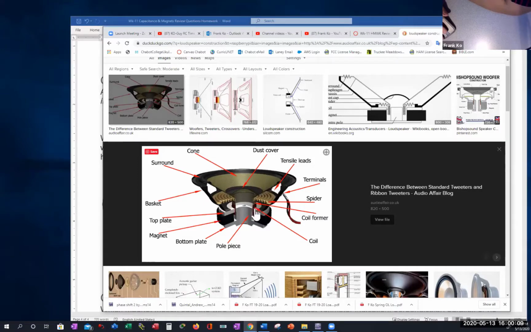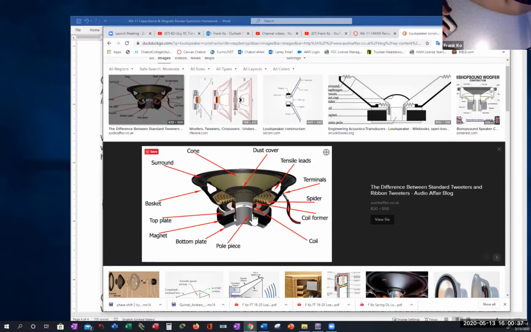That coil is able to move within a space that is formed by a magnet and a pole piece. Depending upon the signals that we deliver to the terminals, these wires to the terminals will go to the coil. And as the signal goes into the wire coil, it will create a magnetic field around that coil of wires.